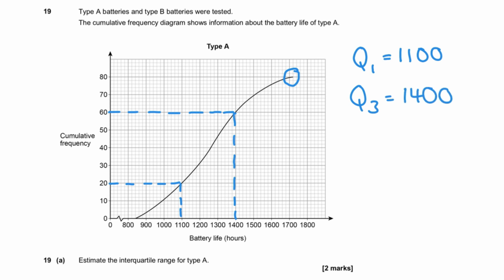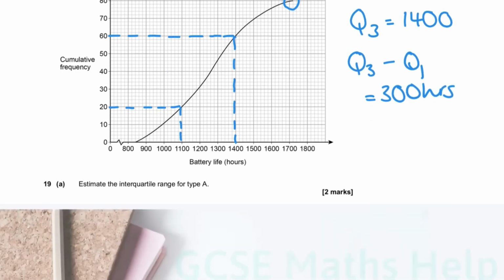So the interquartile range is the difference between these two numbers. It's Q3 minus Q1. So the interquartile range for type A is 300 hours.